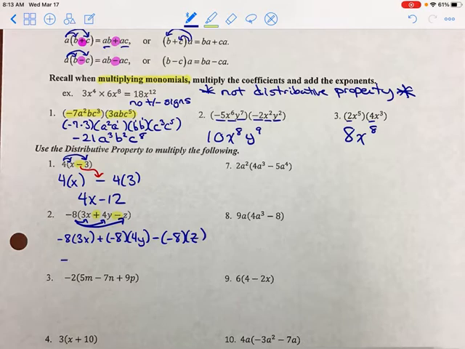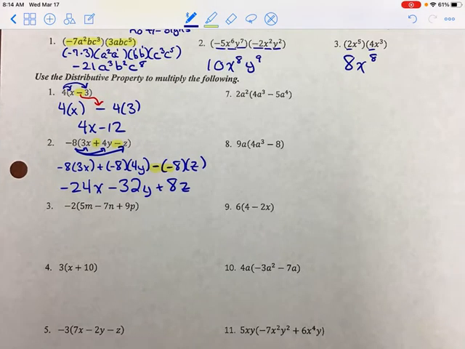So that's going to be negative 24x. Now here when I multiply, I get a negative 32, so I'm just going to write that as minus 32y. Here I get minus a negative, that makes a plus, so plus 8z. So notice when you distribute the negative, it does change all your signs.